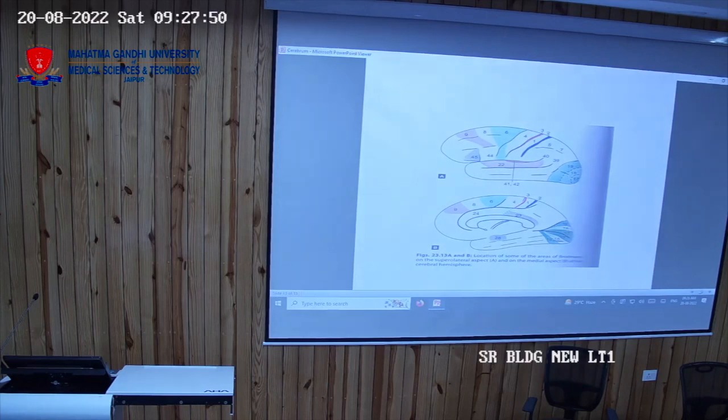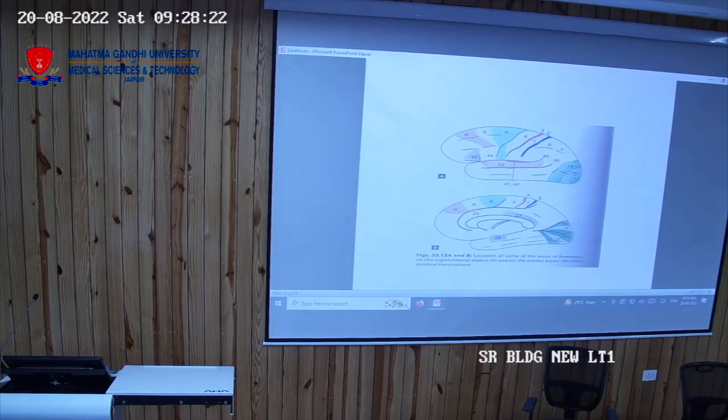Then important area of this frontal lobe. Look, the frontal lobe on the dominant hemisphere, the area number 44 and 45, Broca's area or motor speech area. The motor speech area or Broca's area, area number 44 and 45, they are present on the dominant hemisphere.